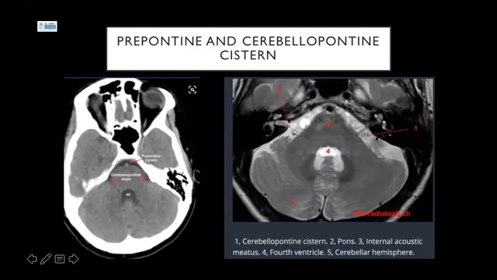And as we pointed out previously, this is the internal auditory meatus, and the facial nerve runs anterior, and the vestibulocochlear 8th cranial nerve runs posterior.